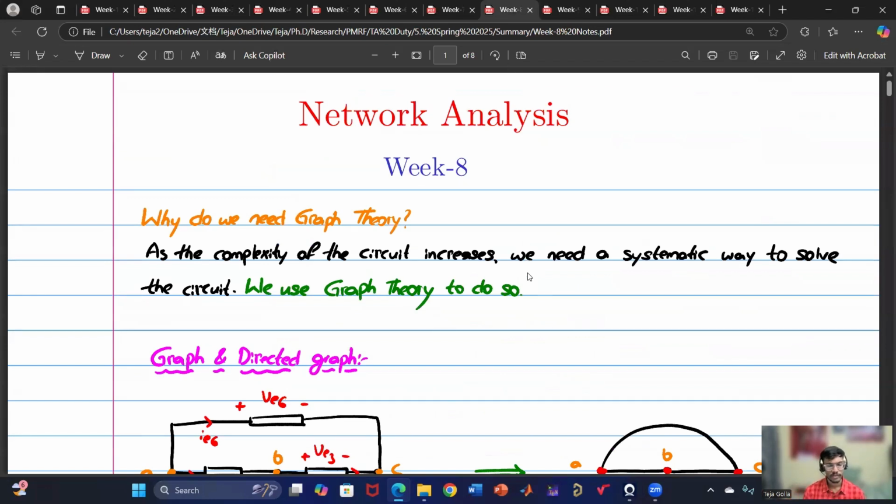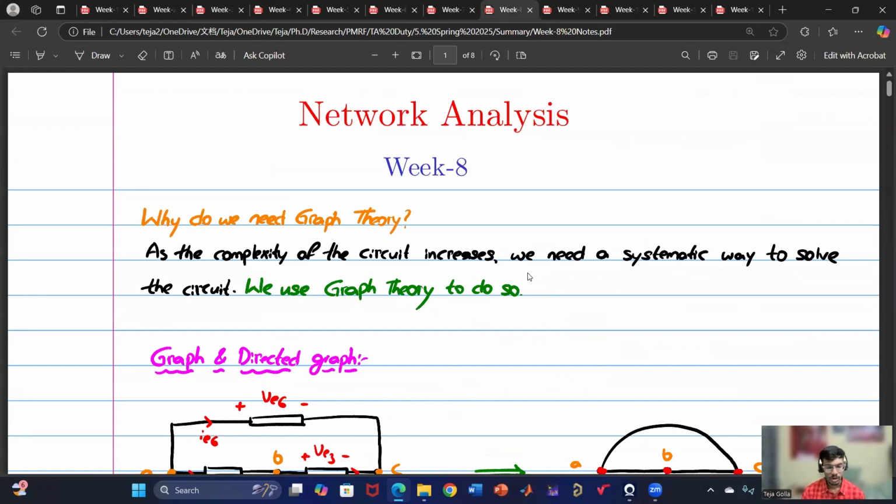Week 8 is about graph theory applied to network analysis. This week is very crucial. We have learned a lot of things. Mainly the nomenclature is very, very important. So we have started with graph theory. Why do we need graph theory?